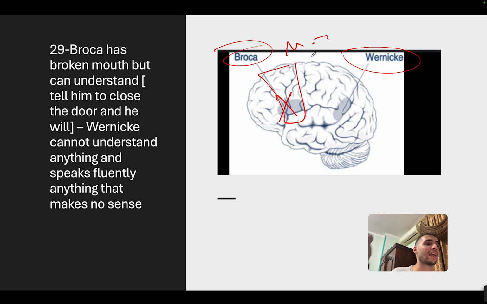Wernicke, on the other hand, cannot understand anything, and he can talk, but his talking has no meaning because there is no understanding at all, okay? So if there is Wernicke problem, he can talk because Broca is intact, but his talking has no meaning. For example, car elephant in the room, car elephant in the salad, whatever. His wording doesn't have any meaning at all. This is Wernicke, okay? And you need to know the locations of both of them, high yield for the exam.